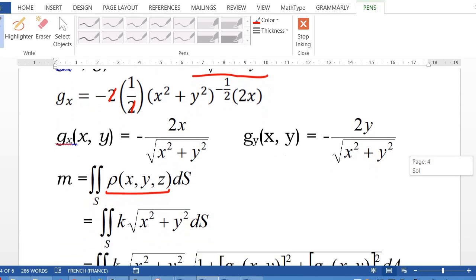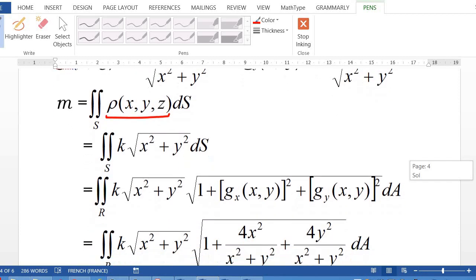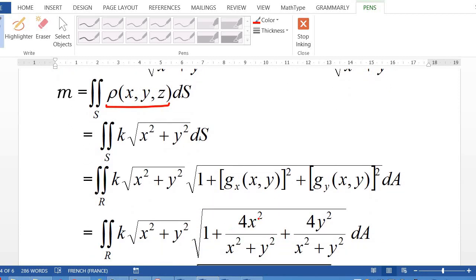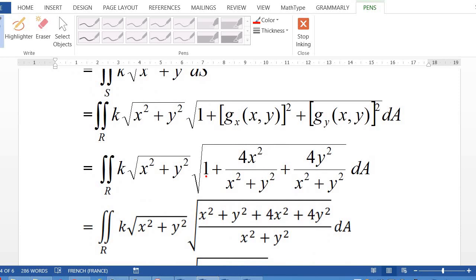Once you plug in, you need gx squared. So gx squared becomes 4x squared over x squared plus y squared. Gy squared becomes 4y squared over x squared plus y squared. And then for 1 here, you multiply by x squared plus y squared and divide by x squared plus y squared. Hence, you have the same denominator, so we combine it as one fraction.